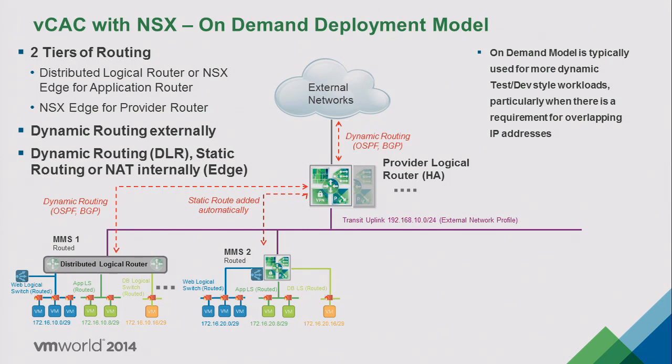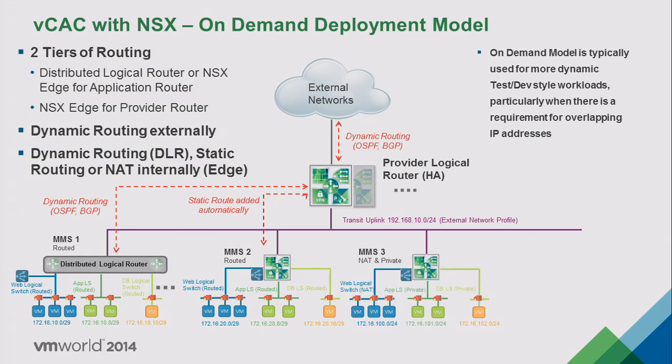Now with 6.1, when it comes to routed networks, in most cases you'll be leveraging the benefits of the distributed logical router. Now again, with our on-demand provisioning, we might also need to support overlapping IP addresses. So multi-machine service 3 has a mix of NAT and private networks. Our web network is using address translation, and our app and database networks are private.